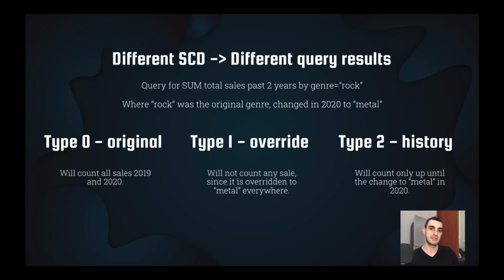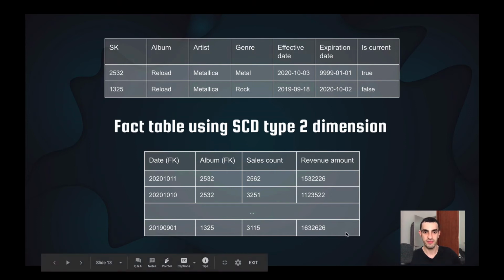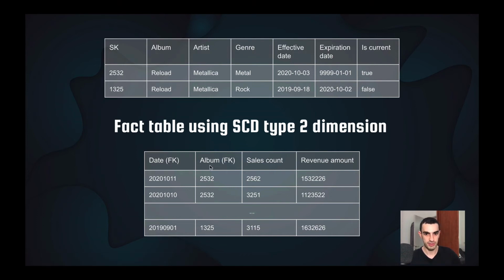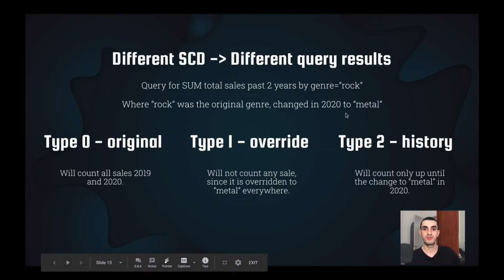So let's stop for a minute and talk about how the different slowly changing dimensions we saw so far differ on the business side when we query for results. Let's say we query for the sum total sales past 2 years by genre rock. And when I talk about that, I'm referring to a fact table like we saw here, where we track by date, by album, and then the facts that we track are sales and revenue amount. So let's say we want to sum the sales column, and we want to sum it by genre rock.